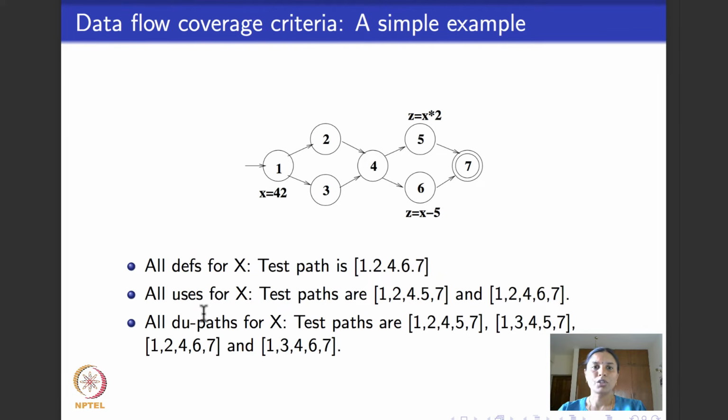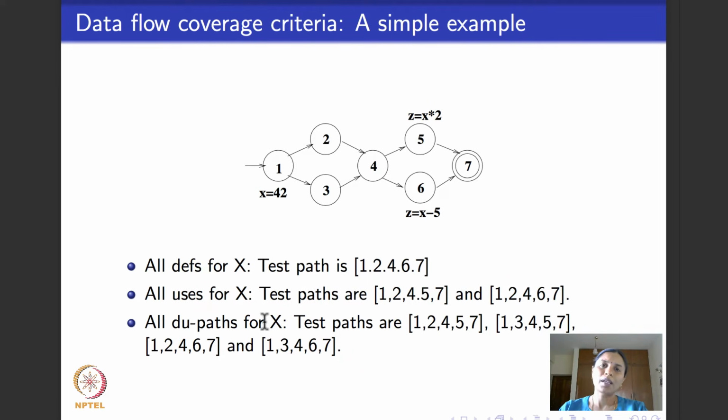Is it clear? So just to repeat, all defs says go from every definition to at least one use. All uses says go from every definition to every use. All DU paths says go from every definition to every use, taking every possible different path to do this. These are the 3 elementary graph coverage criteria that we will see.